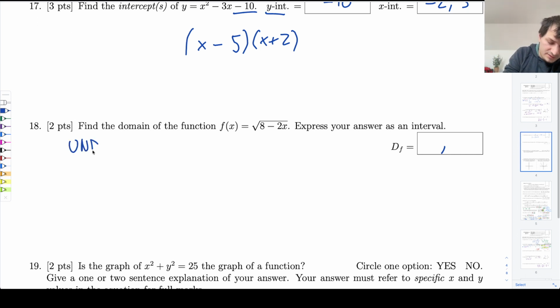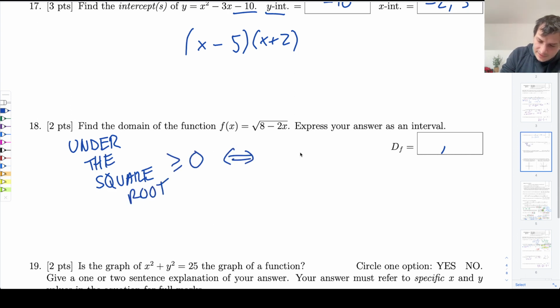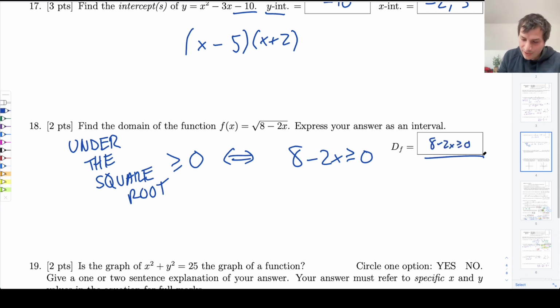So under the square root, greater than or equal to 0. We did a lot of problems like this in class. In this case, it's 8 minus 2x is greater than or equal to 0. Of course, if you wrote 8 minus 2x greater than or equal to 0 here, that's an inequality that's not the answer. We want the domain of f, and it says in the question expressed as an interval. So you have to take this 8 minus 2x greater than or equal to 0 and massage it into what that means as an interval. I would add 2x to both sides.